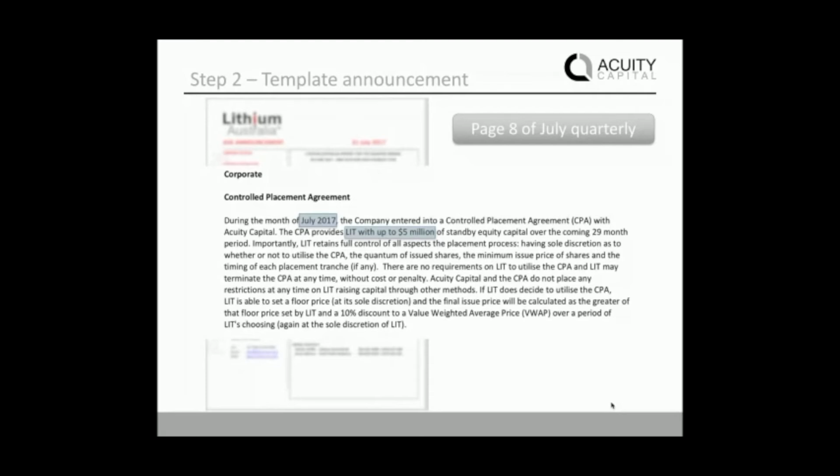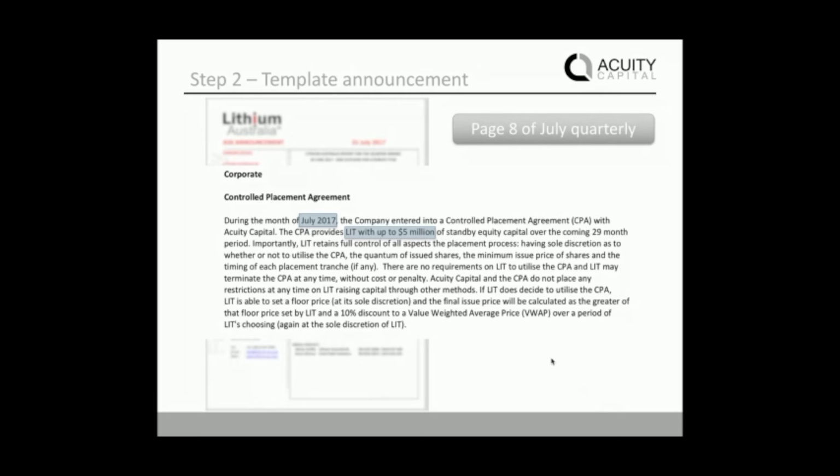As I said, it's really just a number which we can tell the market that the market isn't going to be too concerned about, but also thinks is meaningful enough as well. I think just worth highlighting in this announcement, importantly, it does say that the company controls all aspects of the placement process, the company having sole discretion as to whether or not to utilize the CPA. And so I think that's really important.